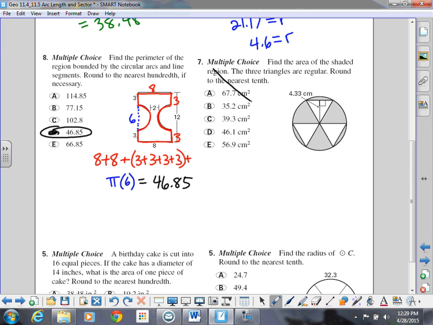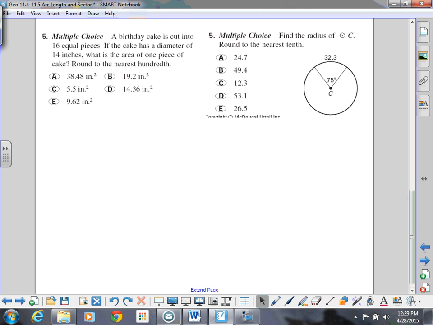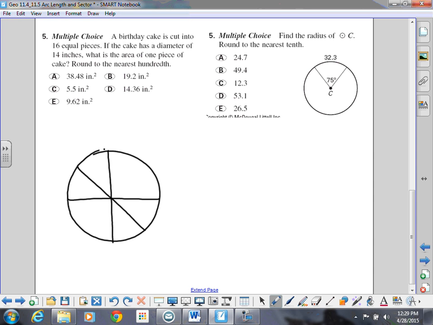We are going to skip number 7 for right now. Number 5, down here, is talking about a birthday cake cut into 16 equal pieces. So that makes me hungry for cake. So we've got this circle, and we're cutting into 16 equal pieces. Now my drawing may not be very exact. So that's 8, and then we got to slice each of those in half. All right, so we got 16 equal pieces, and we want to figure out what is the area of just one of those. They also tell us that the diameter is 14, so that means that the radius is 7.